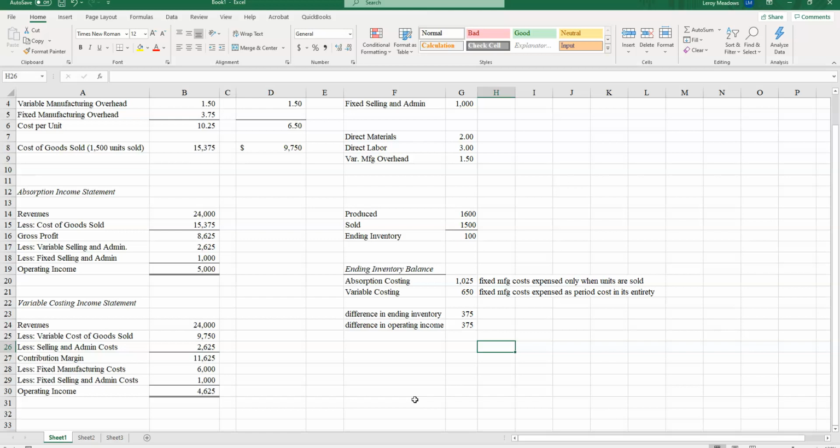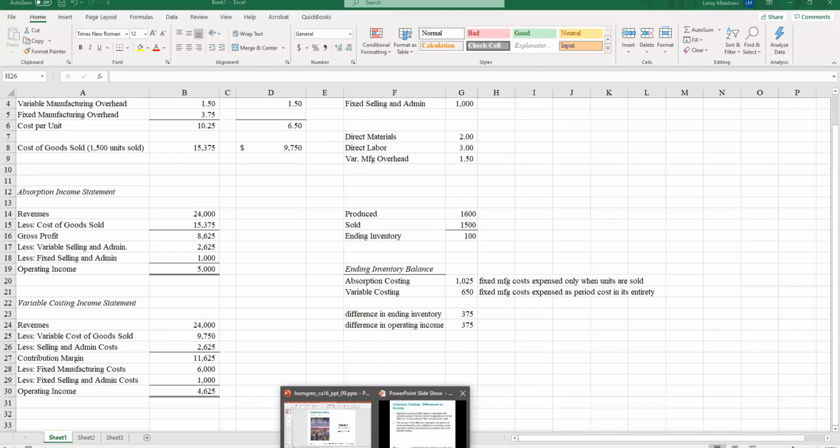So there is an illustration, and your book has that illustration of the Stassen Company. This is an illustration of the difference, not only of computing variable costs and absorption costs, but it also illustrates the difference between variable costing and absorption costing, its impact on the income statement, and also its impact on ending inventory balance.